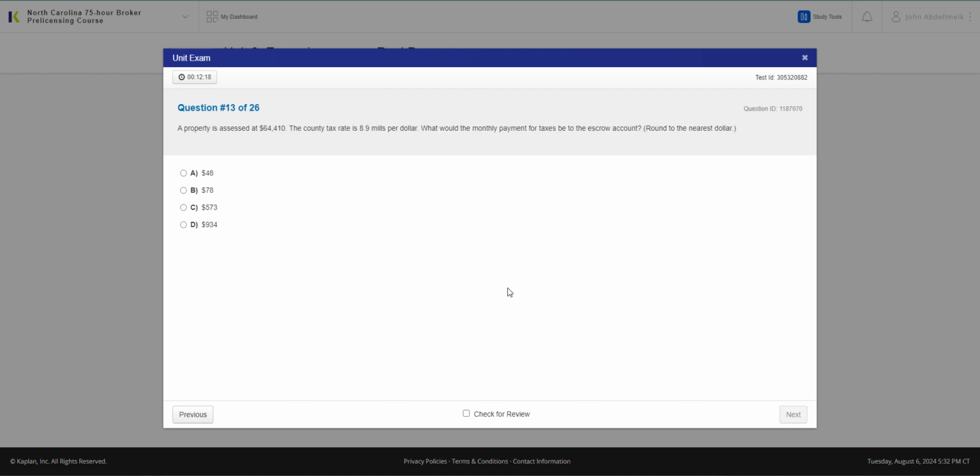Yes. Next, question number 13: a property is assessed at 64,410. The county rate is 8.9 mills per dollar. Remember, we move the decimal 3 times, so it's going to equal 0.0089.